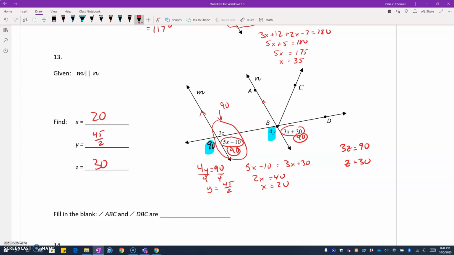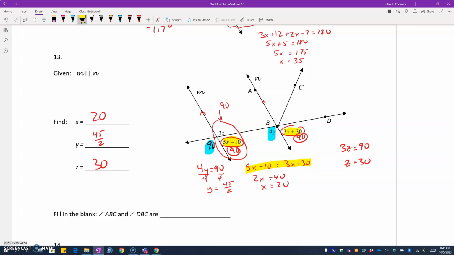Again, we happen to notice that we had a 90-degree angle here, and that all hinged on the fact that we had parallel lines, so we set corresponding angles equal to each other. And again, that's the two yellow angles. When we did that right here, we subtracted 3x, got 2x, added 10, we got 40, so that gave us x equals 20. From there, the rest of it kind of rolled out.